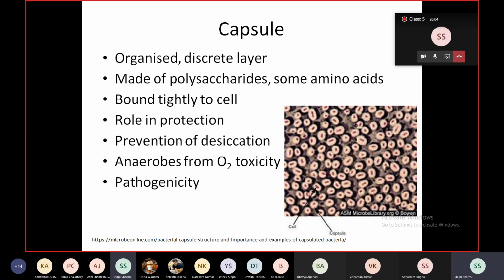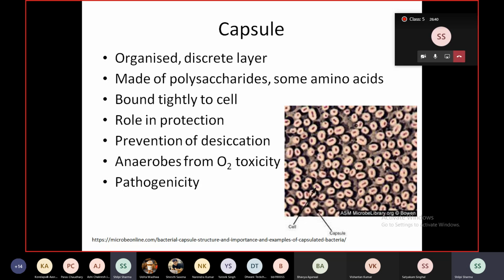And the role of the capsule is that it confers virulence, adding to the pathogenic potential of the bacteria. What actually happens is that the capsule protects the cell from immune recognition, the host immune response. On infection of a mammalian host, it is not recognized as a foreign particle. It also protects the cell from the outer environment, for example, prevention of desiccation. It aids in attachment to surfaces.